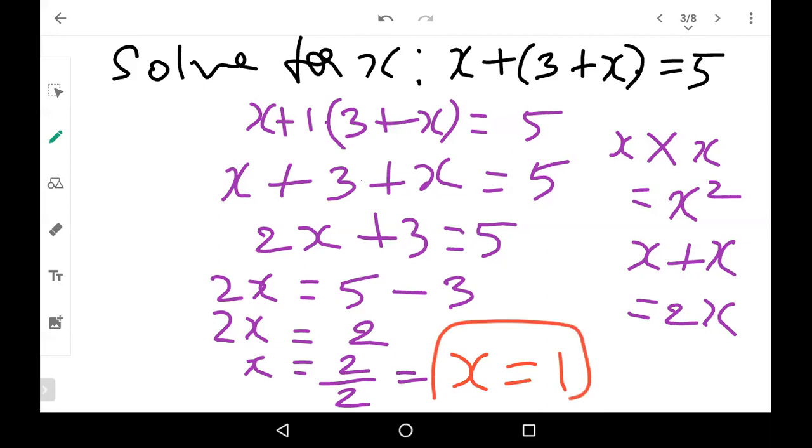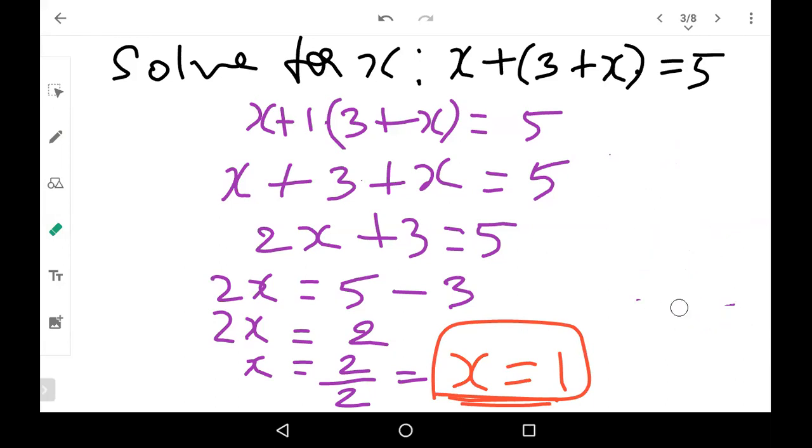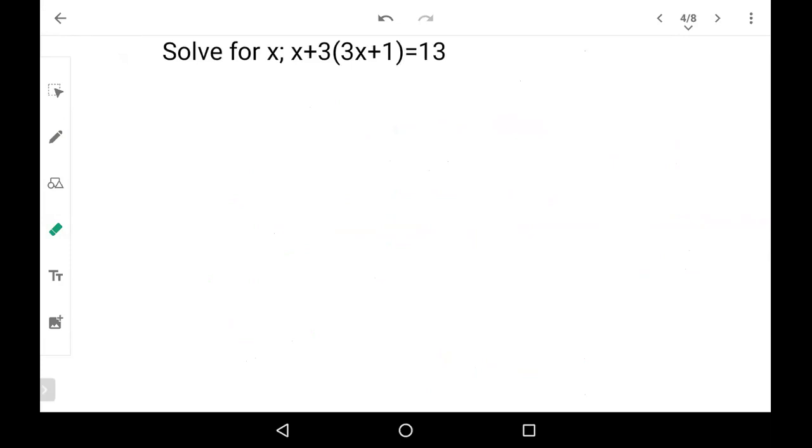Many of them have got the answer already. Good that you people are trying it together. I appreciate that effort. So x is equal to 1. Everybody understood this problem? Okay. Now let us go to the next problem.